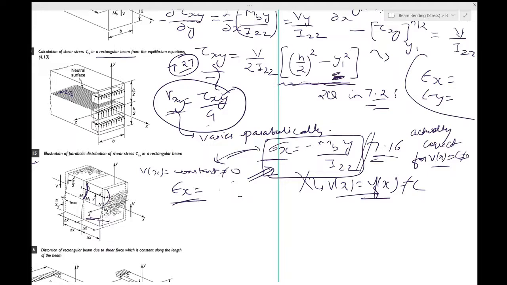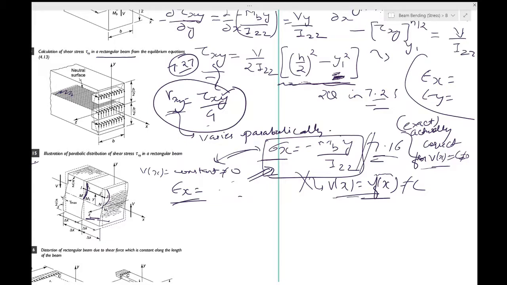So the author says that even when you do have a varying shear force, the error is small. So this is exactly correct in one case, but approximately correct in the other. Thus at each section of a beam in the engineering theory of elastic strains which we have studied, we take the bending stress to be distributed according to 7.6 and 7.16, and the transverse stresses to be distributed according to 7.25, independently of how Mbx and Vx vary along the length of the beam. So that's a very powerful idea.